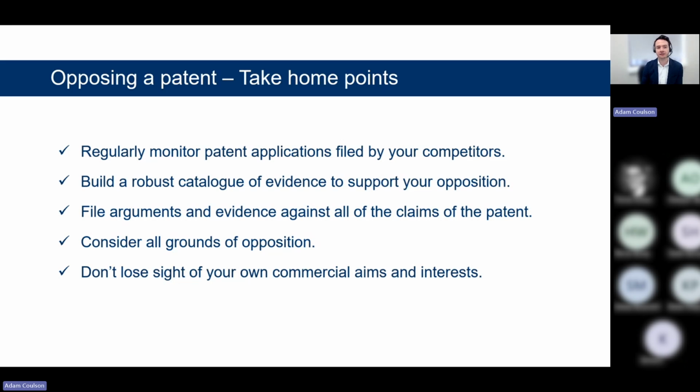File arguments and evidence against all of the claims of the patent to prevent the patent owner having an easy get-out by way of being able to amend the independent claims of the patent to the features of a dependent claim which you have not opposed. Consider all grounds of opposition when attacking a patent, including the ground of added subject matter. And don't lose sight of your own commercial aims and interests and how these relate to the opposition. Be prepared to seek a license or other commercial agreement in return for not following through with the opposition.